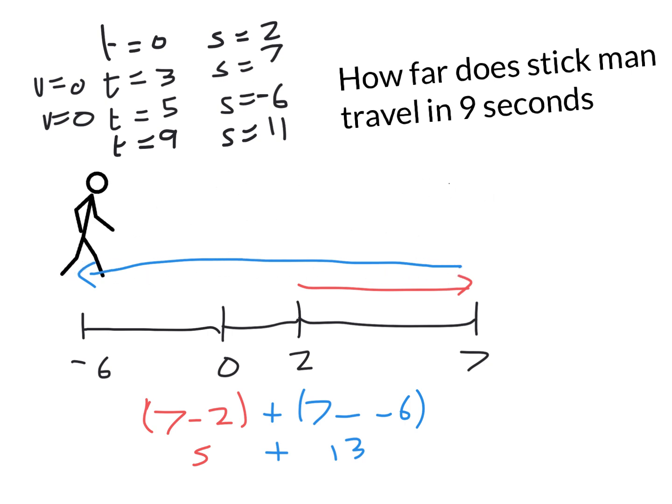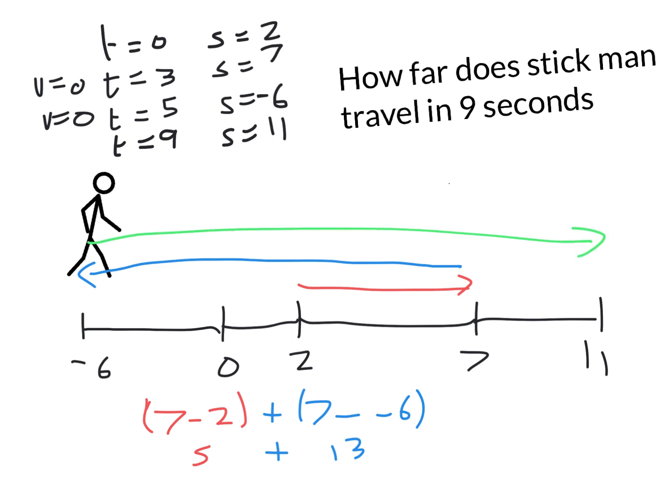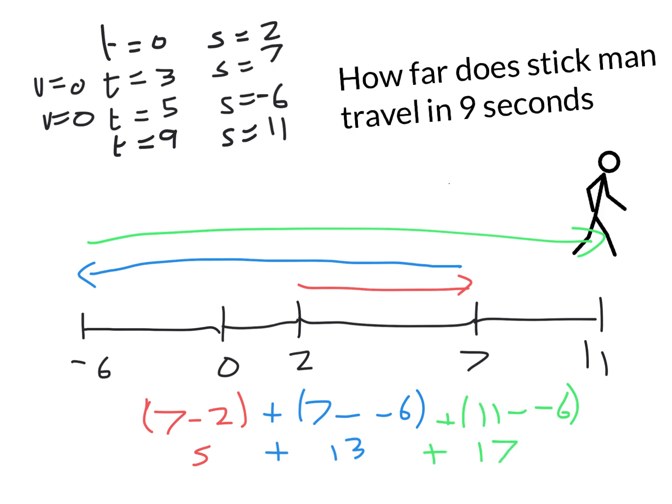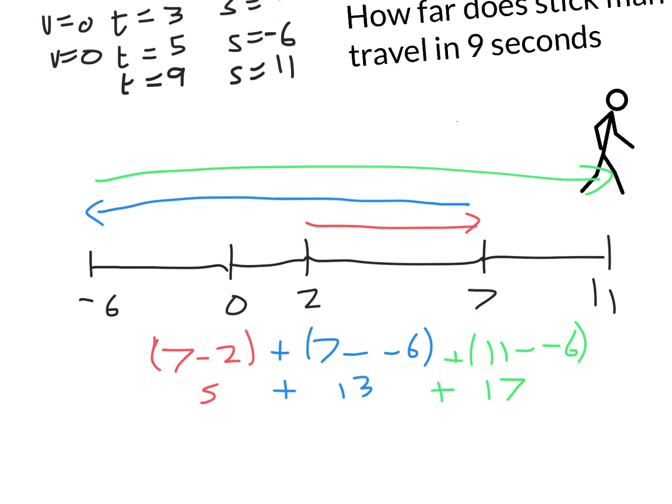And then at 9 seconds his displacement is 11. 11's away out here. So we must make the journey from -6 away to 11. Keep sticking to the other bits of my diagram. So he's going from -6 to 11. The distance, I always do the big number, take away the small number regardless of sign. That's a distance of 17. So he's travelled 35 meters.